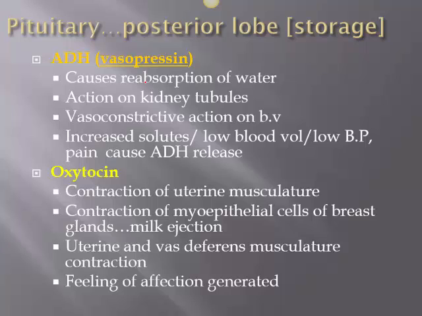Let's look at oxytocin. Oxytocin acts on the uterus and it acts on the mammary gland. It causes contraction of uterine musculature. The uterus has a lot of oxytocin receptors, which respond during labor. And in the breast tissue, it doesn't increase the production of milk, but helps to eject milk.